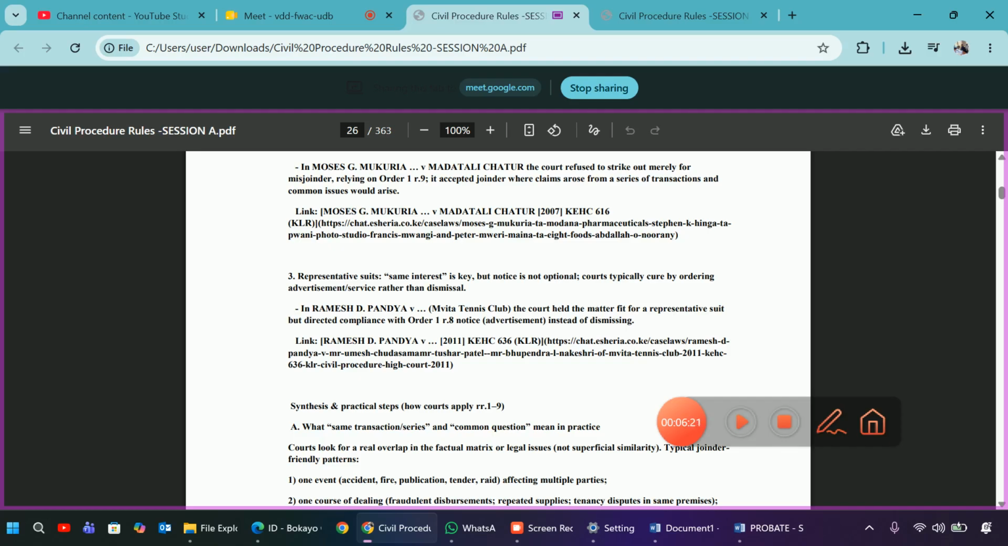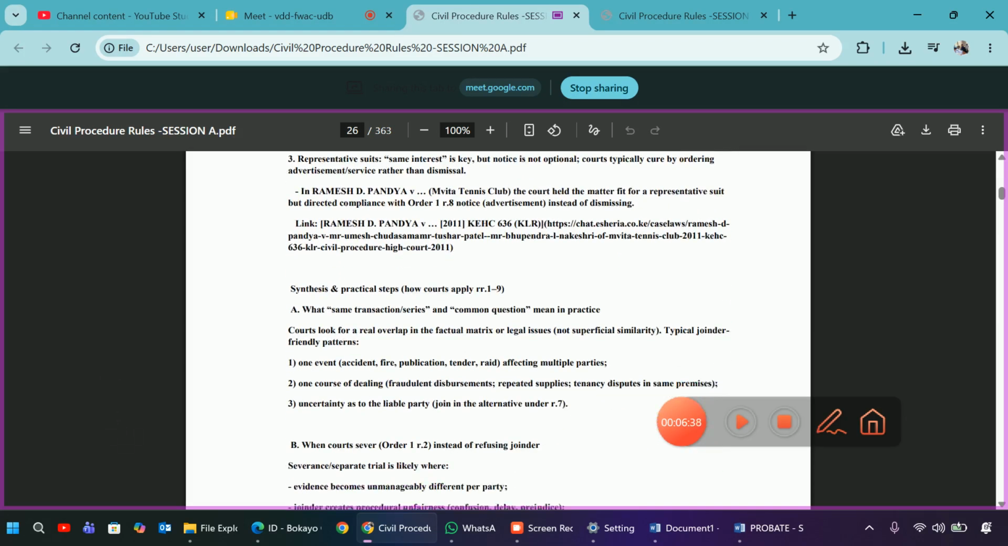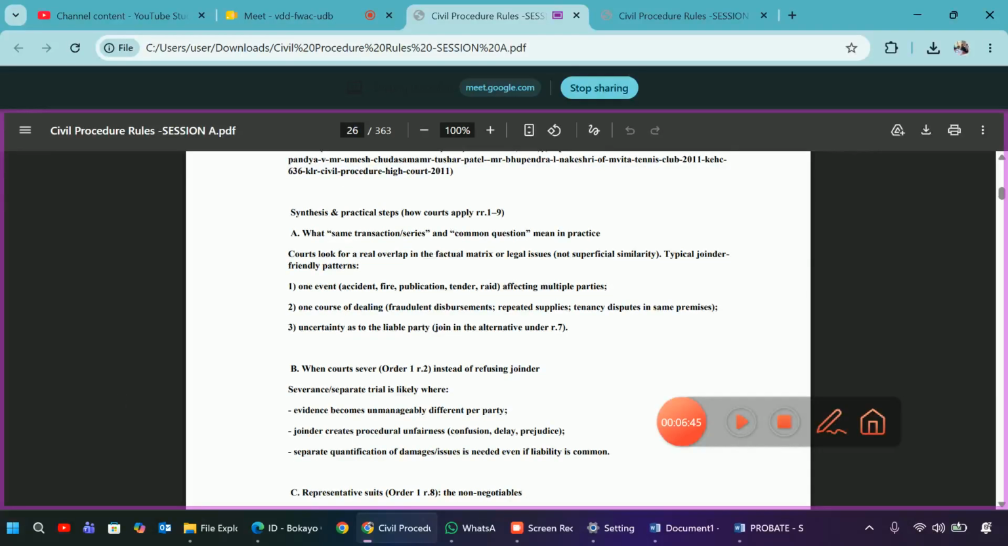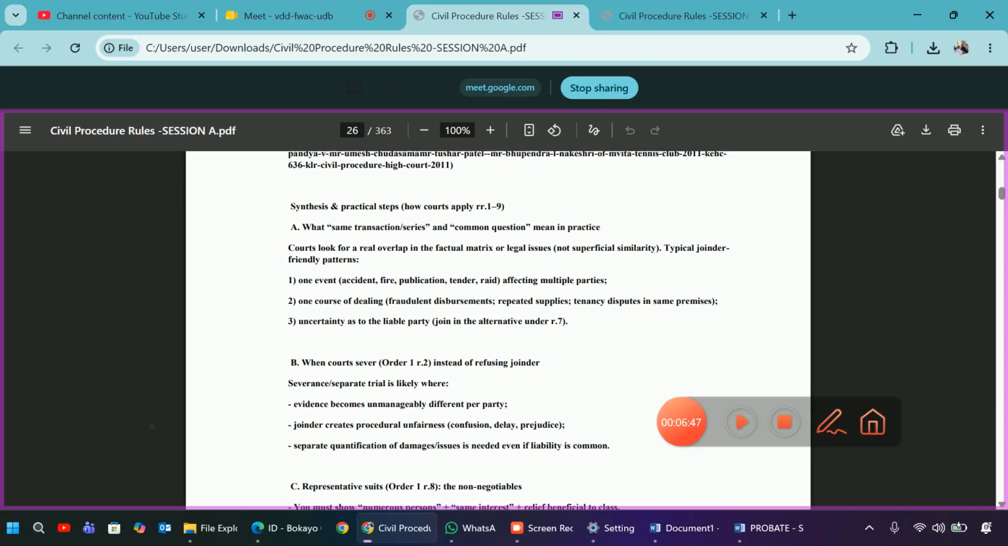So in as much as notice to the people being represented in the suit is mandatory, the court will still not order a dismissal of the matter. Instead, it will order advertisement so that it cures that technicality. So what are the practical steps that you ought to deduce from Rule 1 all the way to 9? What do same transaction, series of transactions and common questions mean in practice?